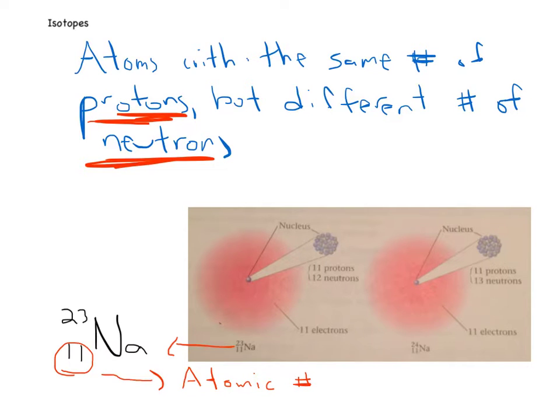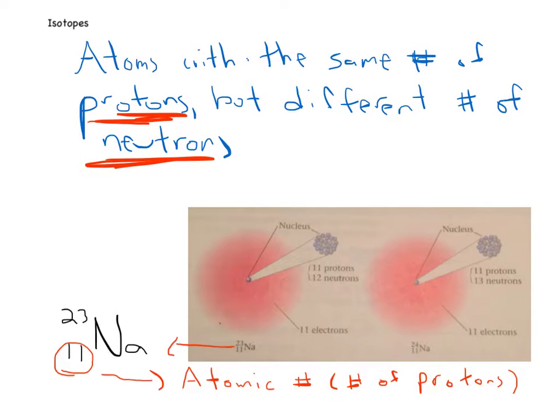So this is an abbreviated... It's the atomic number, and it's the number of protons in an atom. So notice that these two isotopes of sodium both have the same atomic number, 11. So 11 for both of them.